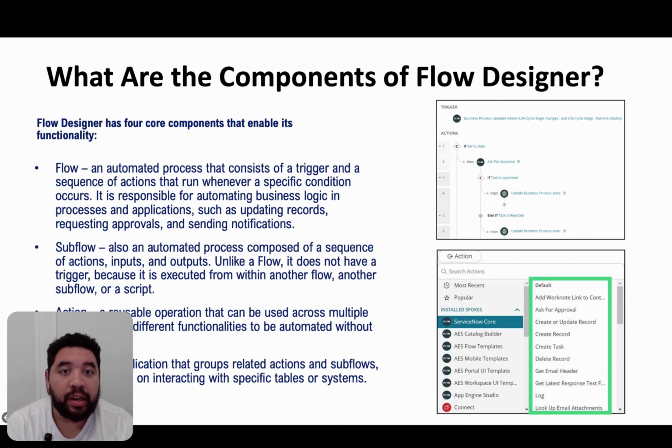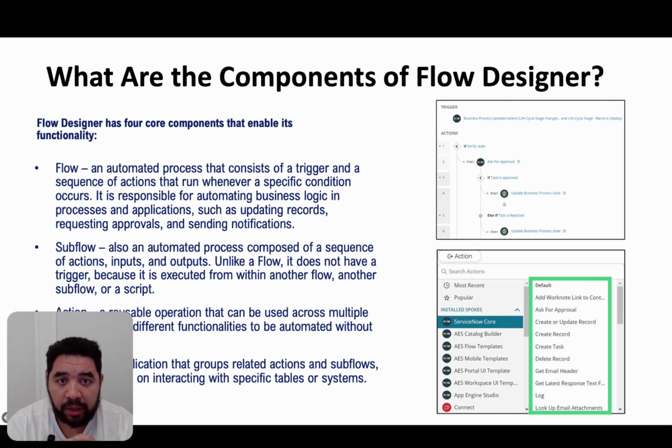Flow Designer is built around four main components. The first one is the flow. A flow is an automated process that starts with a trigger and then runs a sequence of actions whenever a condition is met. This is what automates business logic, like updating records, sending notifications, or requesting approvals.